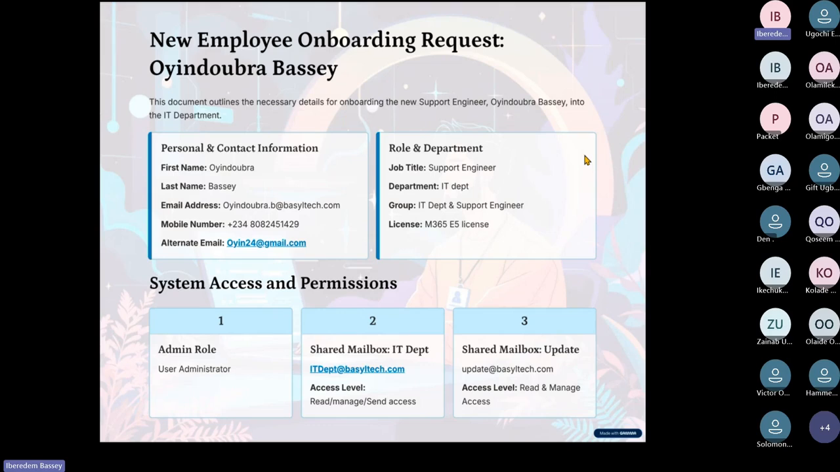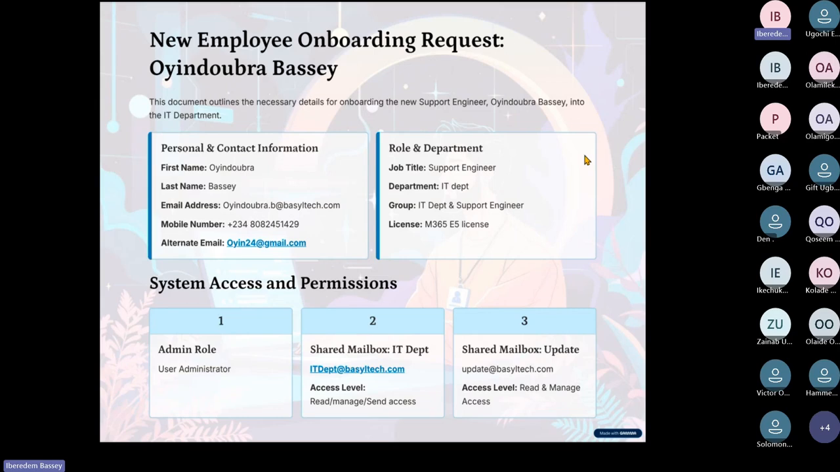And they say this document outlines the necessary details for onboarding the new support engineer, Oyindobra Basi, into the IT department. Personal information is we have the first name, the last name. We're going to see where we can input this in M365. We have the mobile number. We have the alternate email address that will be effective when we are using SSPR. That's the self-service password reset, where the user, for any reason, might have lost his or her password and desires to reset the password. With the alternate email, that can be an option for resetting the password.